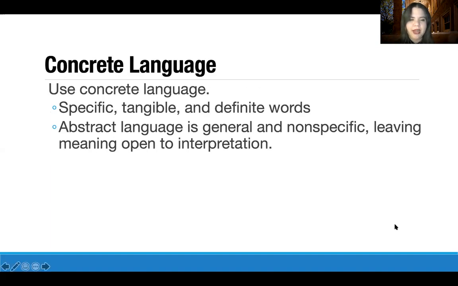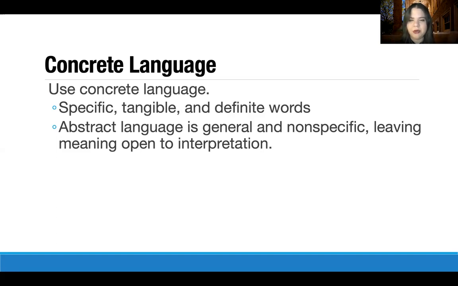We have concrete and abstract language. Concrete is specific, tangible, and definite. So you know what a water bottle is, or a book, or a piece of paper. You know what the United States is. You know what Texas is, a state, a country, a continent. You have an idea of what those things are.